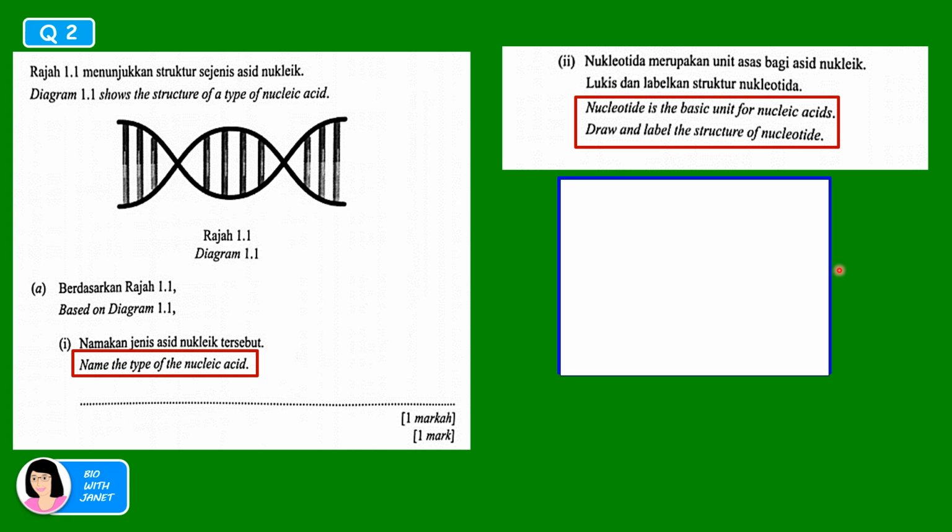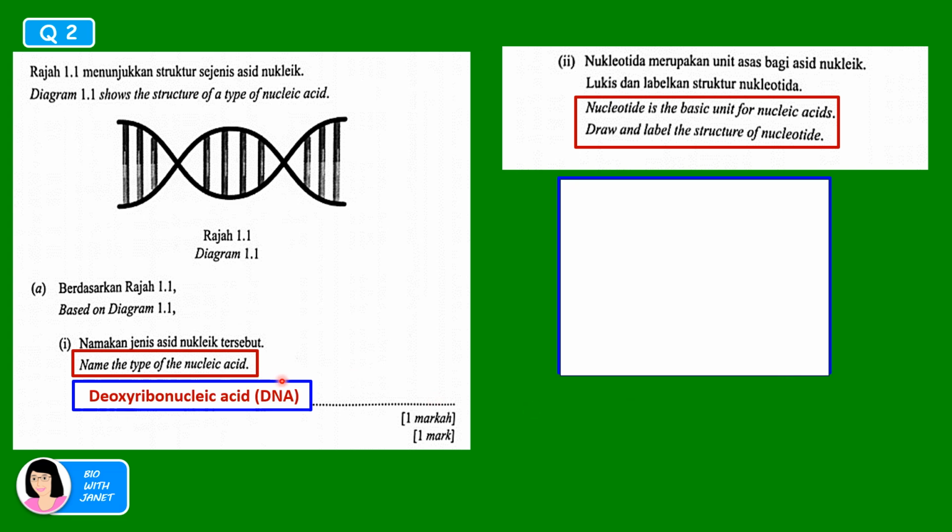Right, let's look at the answer. Name the type of nucleic acid. So you can see that this is a double helix structure and there are 2 polynucleotide strands that are twisted, intertwined together. Okay, so the type of nucleic acid is deoxyribonucleic acid. In brackets, the short form is DNA.